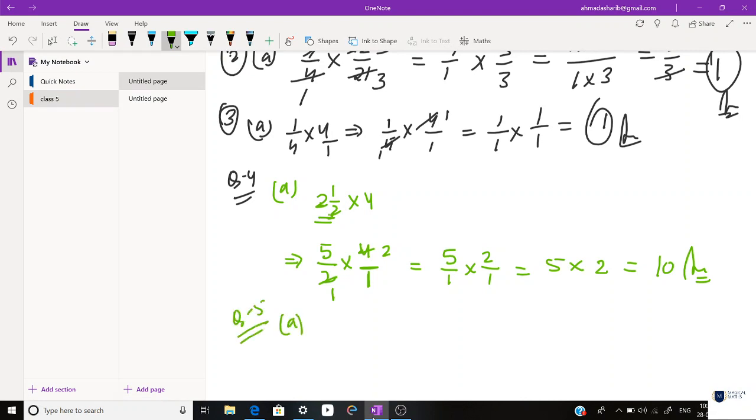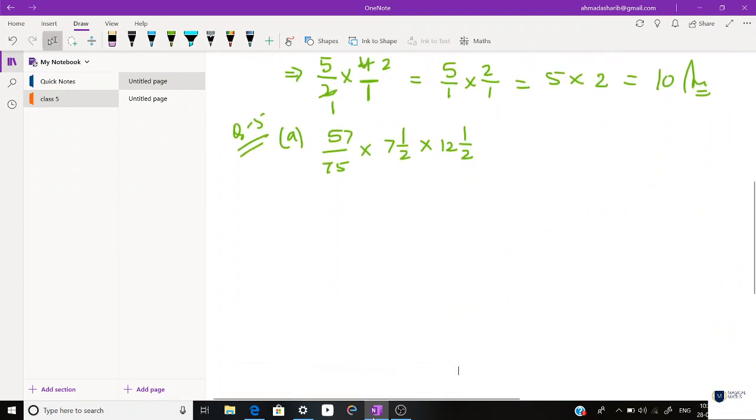Question 5, 57 upon 75 into 7 whole 1 upon 2 multiply 12 whole 1 upon 2. So there are 3 fractions and 2 of them are mixed. First write 57 upon 75 into, change this mixed fraction into improper. 7 twos are 14, 14 plus 1 is 15, 15 upon 2 into 12 twos are 24, 24 plus 1 is 25, 25 upon 2.